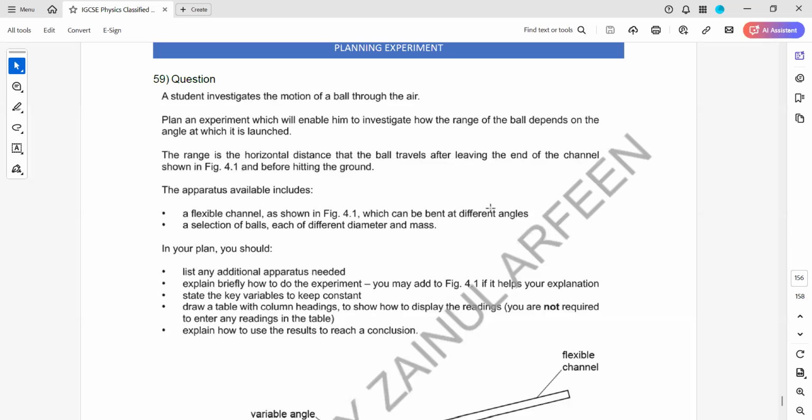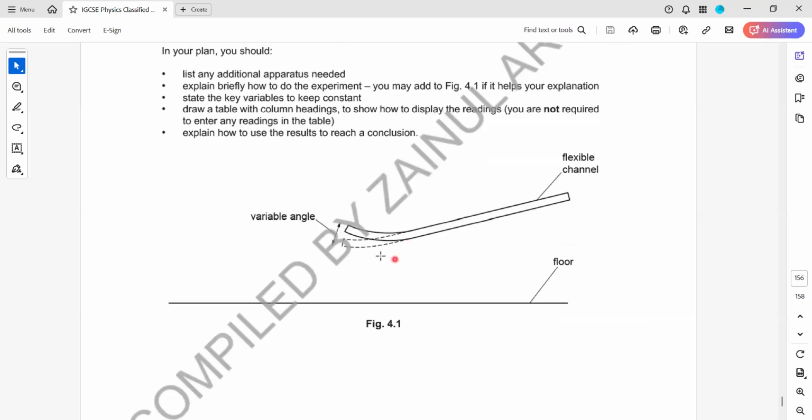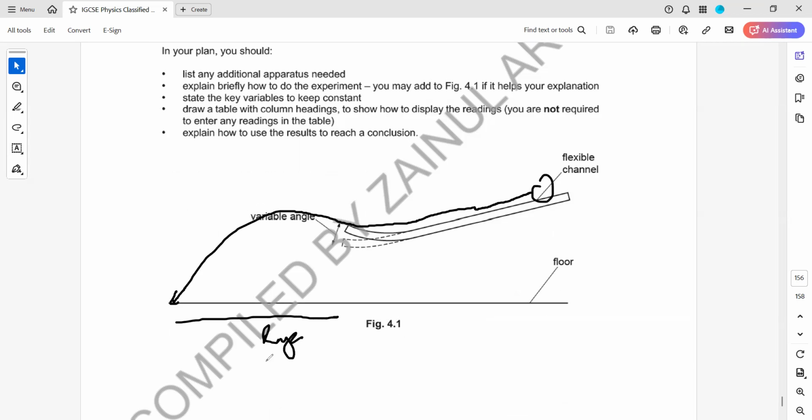So in this one, a student investigates the motion of a ball through the air. Plan an experiment which will enable him to investigate how the range of the ball depends on the angle at which it is launched. So if we launch at different angles, range means the horizontal distance traveled. If we launch any sphere from a flexible channel, it will move. And if we change the launching angle, the horizontal distance it travels is called the range.